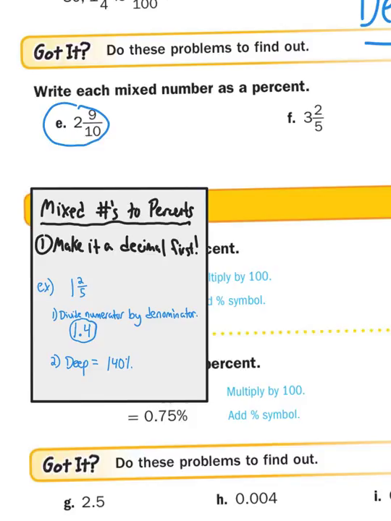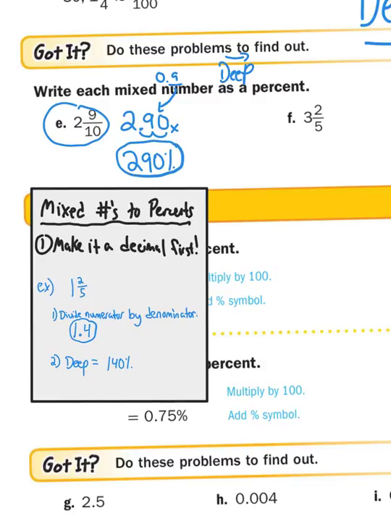All right, let's see how you did. So 2 9/10 is 2.9. 9 divided by 10 is 0.9. So you just take that 0.9 after the 2. All right, now to DEEP it, it's a decimal, so you go twice to the right. So you have to add a 0 first, go twice, and it becomes 290%.